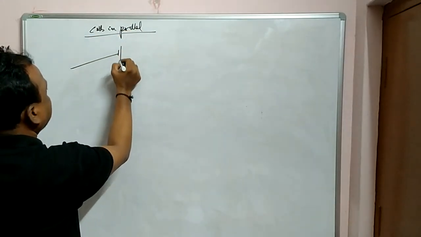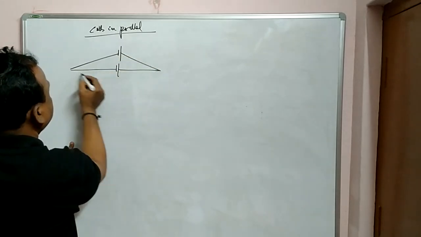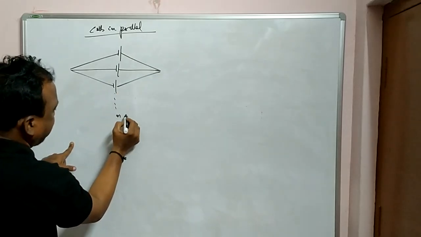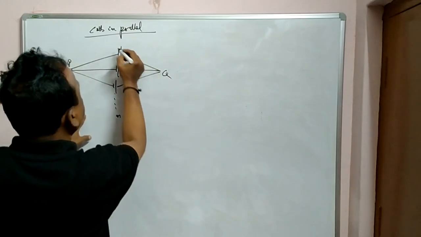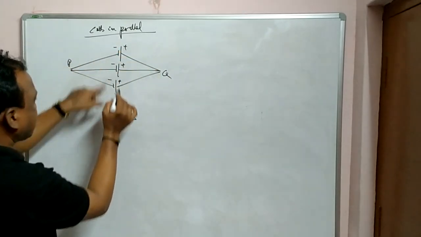This is one cell. This is another cell. This is another cell. Like that you can take n cells if you are interested. Points P and Q. So minus, plus, minus, plus, minus, plus like that. So this is one pattern.